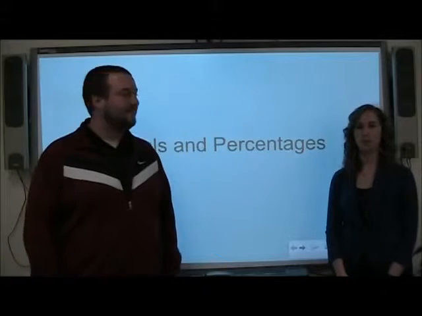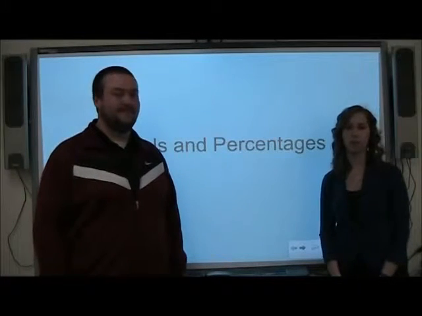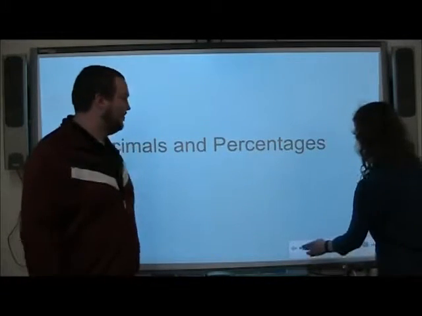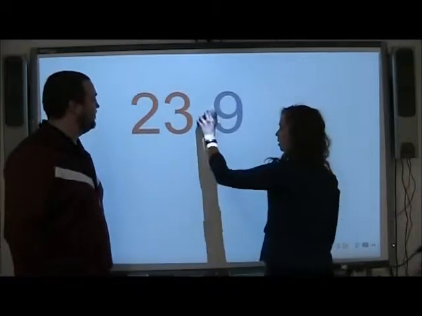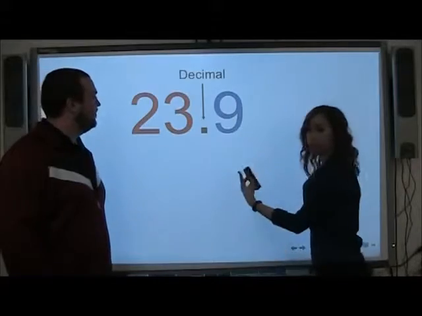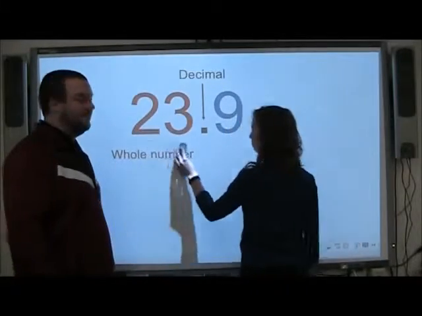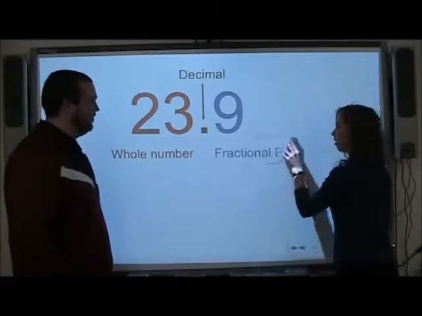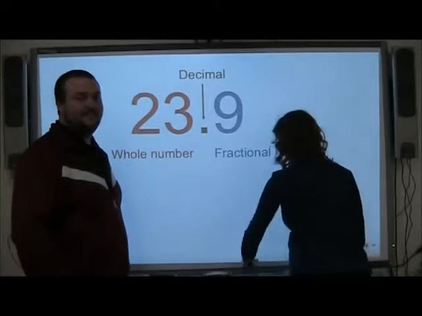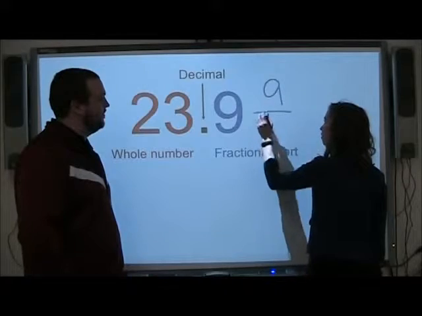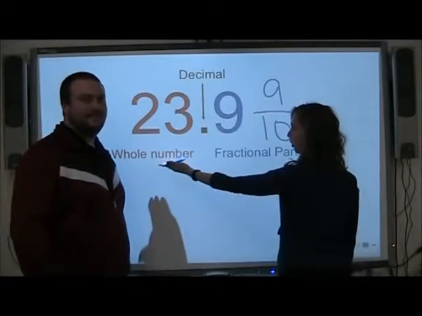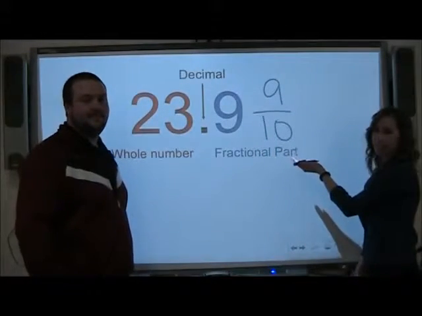A decimal is a point or dot used to separate the whole number from the fractional part of the number. So in the number 23.9, the point is a decimal. The 23 is the whole number, and the 0.9 is the fractional part. 0.9 can also be written as 9/10. So we see that we have 23 wholes and 9/10 for our fraction.